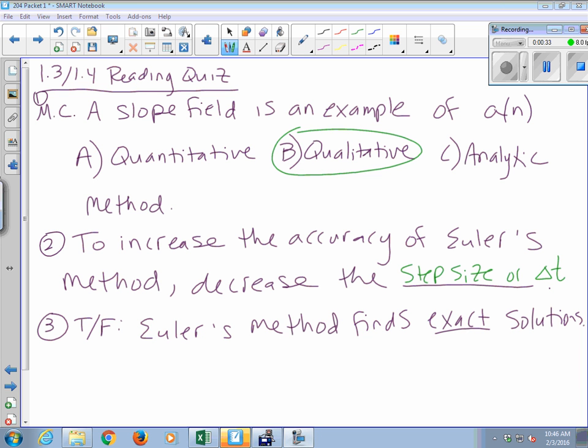True or false, Euler's method finds exact solutions. False. Euler's method approximates solutions.